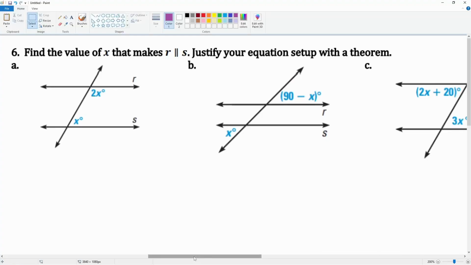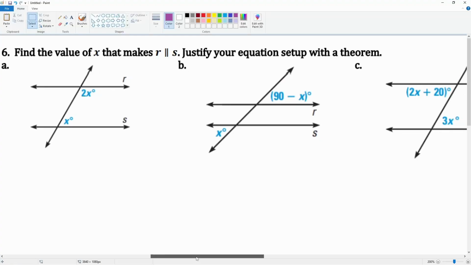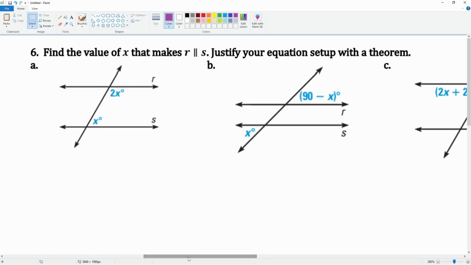Number 6, we're going to find the value of x such that it makes r parallel. And we're going to have to state the theorem. Well, we can say that these angles here can be congruent. So x can be equal to 2x. Oh, no, we don't. These are both on the inside. No, we want to do x plus 2x is equal to 180.